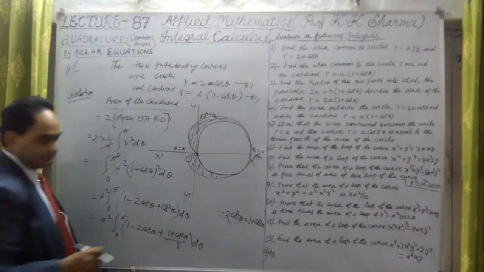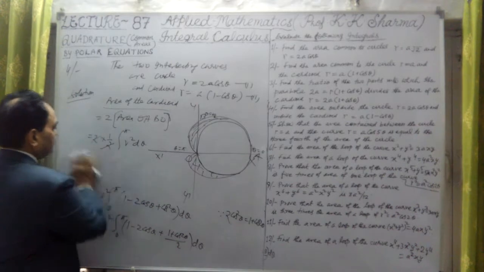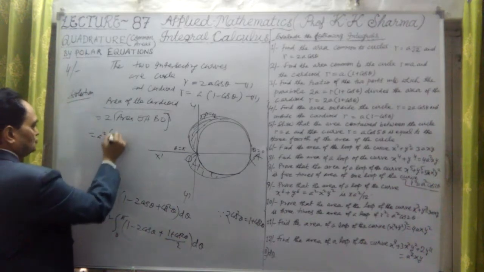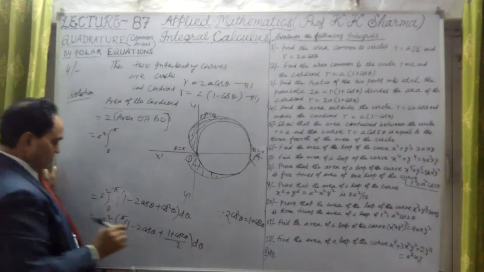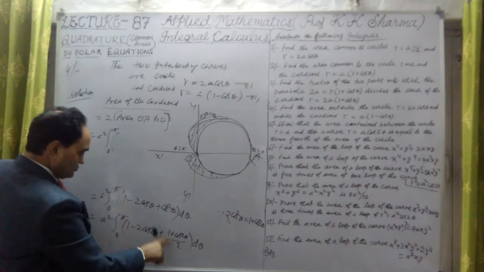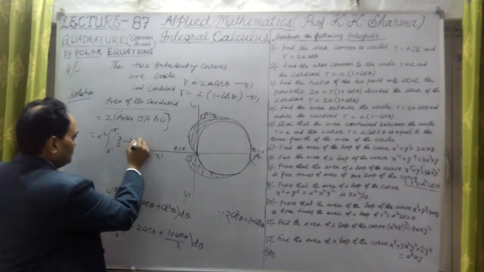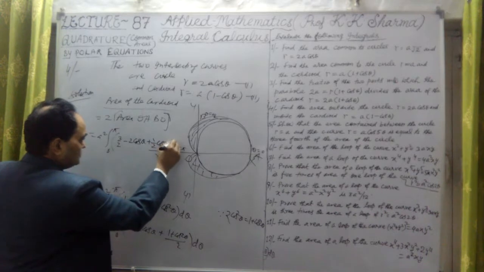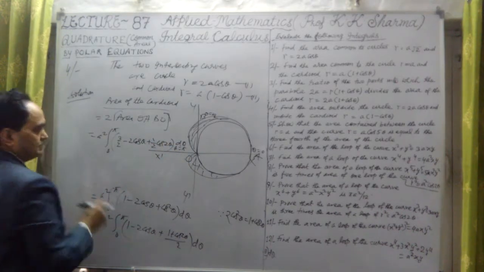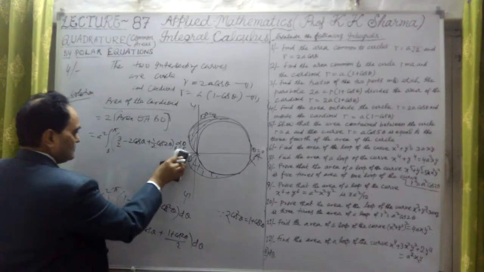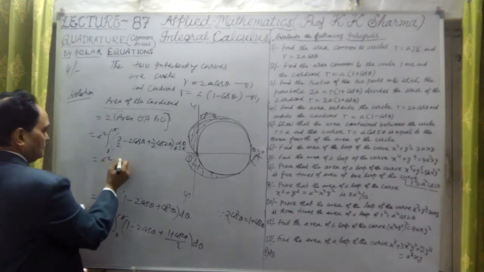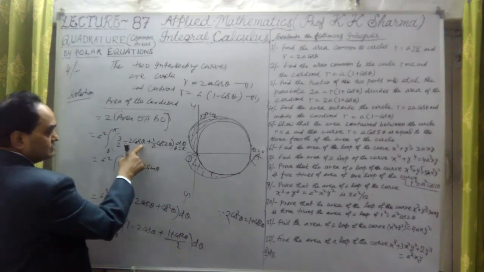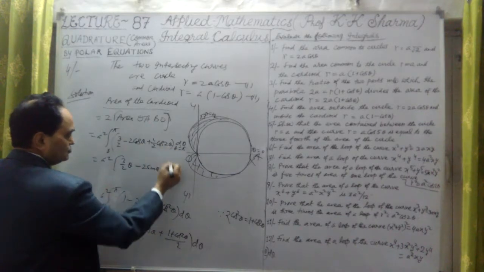Now, further solving it, it will give us a square into 0 to pi. Alright. And this is now 1 plus half, 3 by 2, again minus 2 cos theta, plus this is half cos 2 theta into d theta. So let me integrate this. Integrating, this is a square, 3 by 2 theta minus 2 sin theta, cos theta's integration is sin theta, and plus sin 2 theta upon 4.